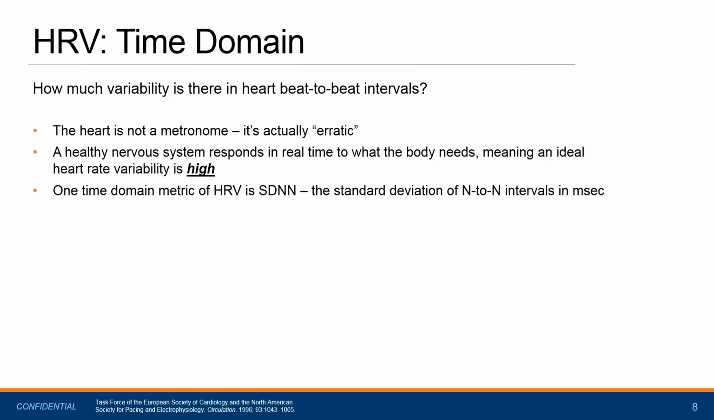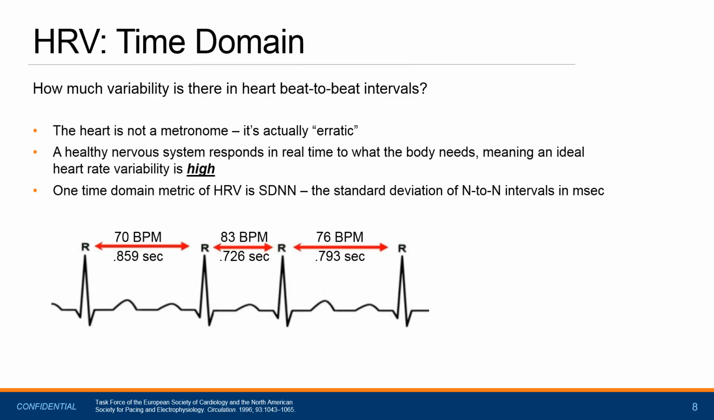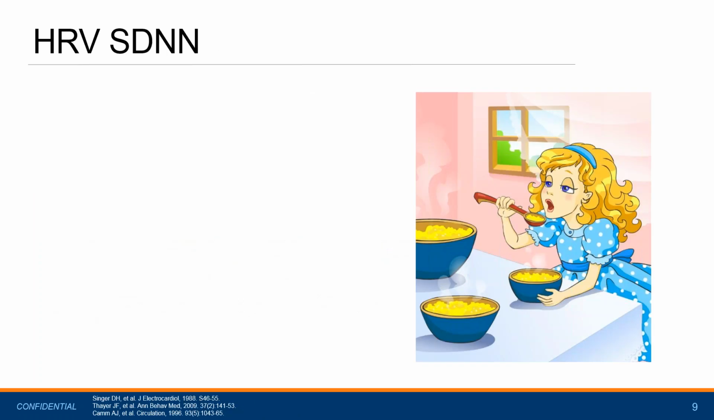One time domain metric of heart rate variability is the standard deviation of NN intervals in milliseconds, and that's what the EVOX reports are reporting. In the literature, there are other time metrics that can be considered, but generally they're all just measuring how much variability there is between each heartbeat.